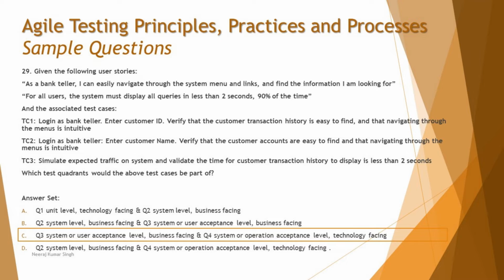C. The 3 given test cases fall under Q3 and Q4, where Q3 is system or user acceptance level, business facing, and Q4, which is for the customer, is system or operational acceptance level, technology facing.